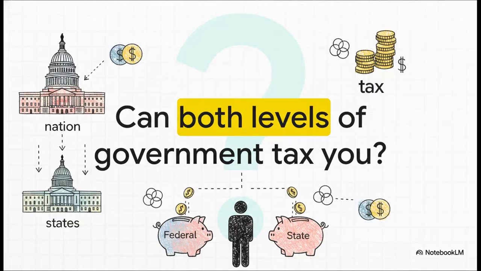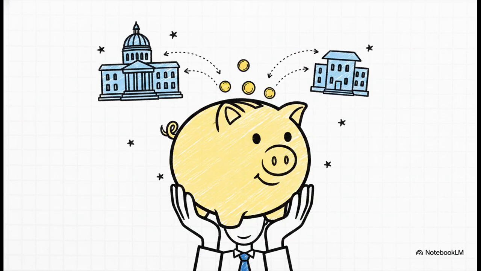All right, let's pause and check again. Since power is divided vertically between the nation and the states, and well, both need money to operate, can both the national and state governments decide to tax you at the exact same time? The answer, as you probably already know if you've ever looked at a paycheck, is yes.